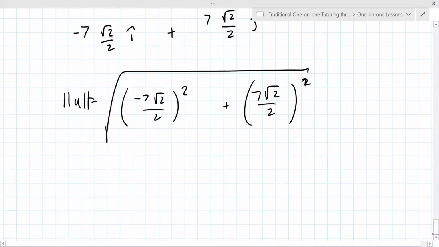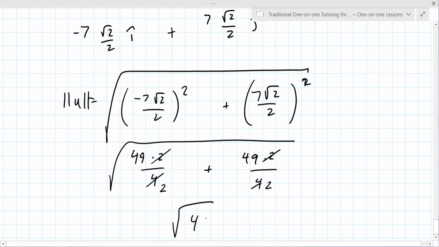Okay, so when you square this, you get 49 for that. This square root becomes 2. That becomes 4 on the bottom. Plus, similarly, 49 times 2 over 4. So what happens here is that this 2 and this 2 cancel to make 2 on the bottom. Same thing here, and you get 49 over 2, 49 over 2. So that's the square root of 49, which is 7.